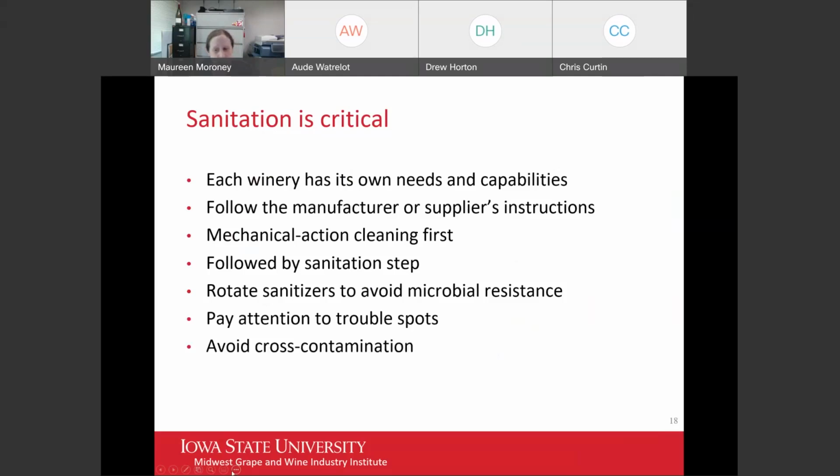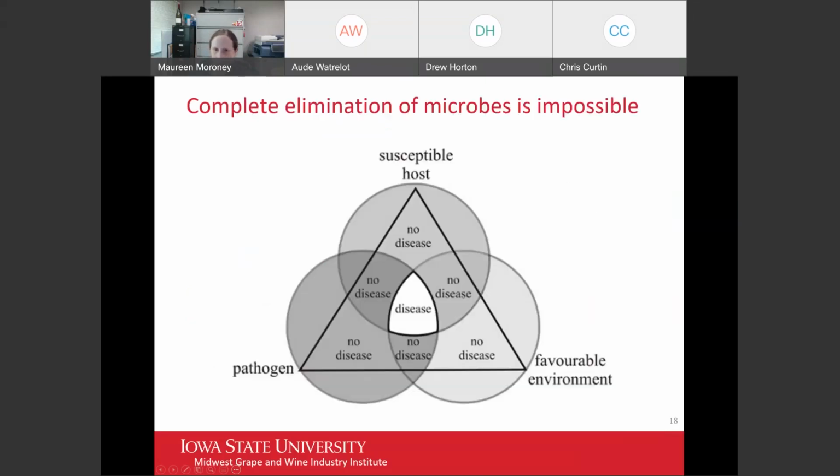Particularly for wine in barrels, it's really important to be aware of the risk of cross-contamination from one vessel to another. And as we mentioned earlier, quality wine starts with quality grapes. So we want all our equipment to be as clean and well sanitized as possible. Does that actually mean that it's completely sterile? I would say the answer is definitely not. In the winery, it's really impossible to completely eliminate microbes.